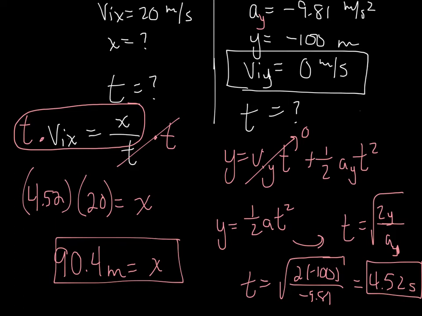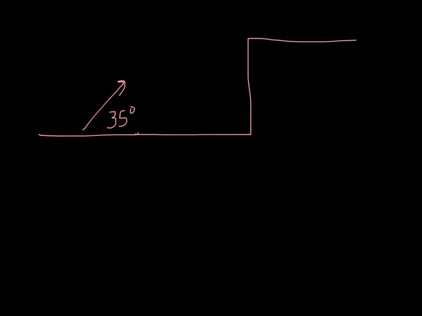All right, let's say an object is launched from ground level, from a catapult, at an angle of like 35 degrees. And the question we're going to see in a minute is whether or not it's going to make it up to this ledge. It's launched at a certain angle, and we want to see, will it make it to that ledge?